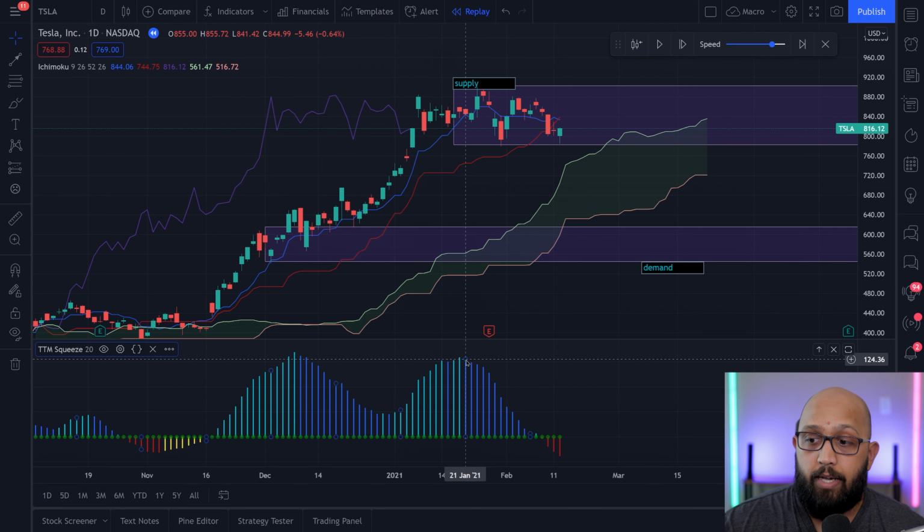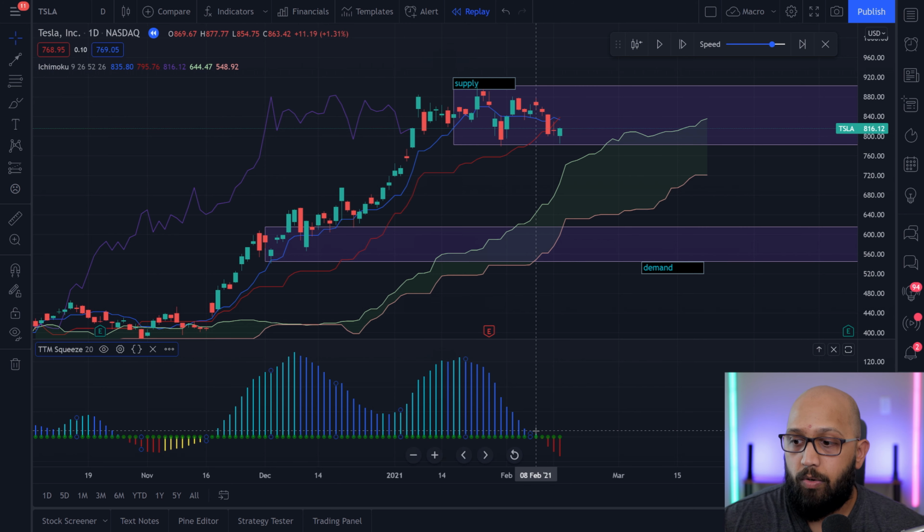Now, a couple things: you can actually short a stock whenever the color changes, which is very aggressive, or you can wait until there's actually positive or negative momentum. So in this case, if we look right here on February 8th, we can see that the color is starting to change to red here. We're about to see some downside momentum.